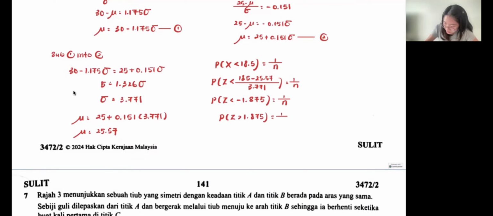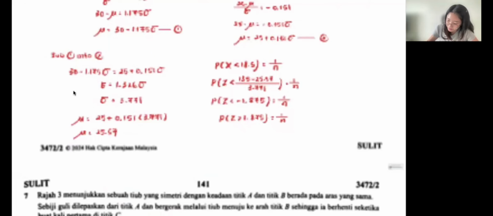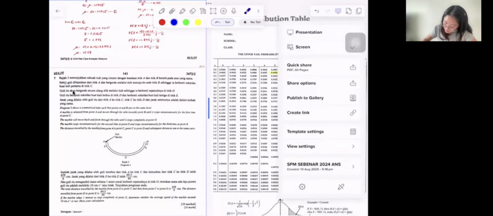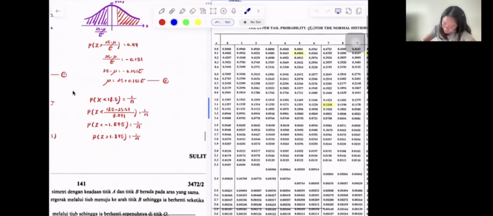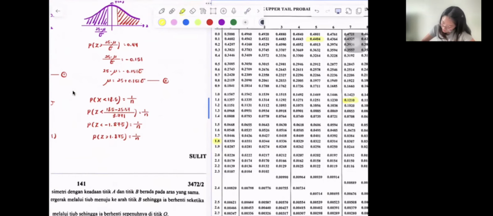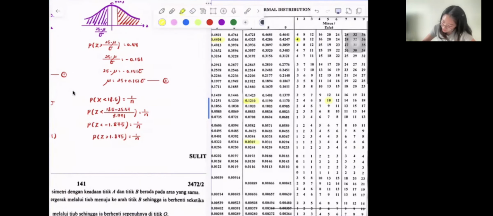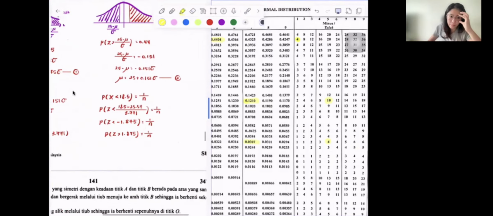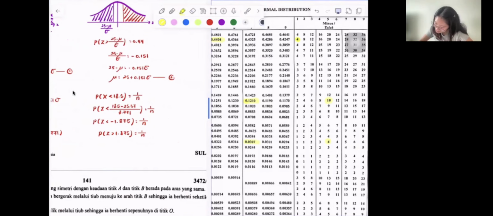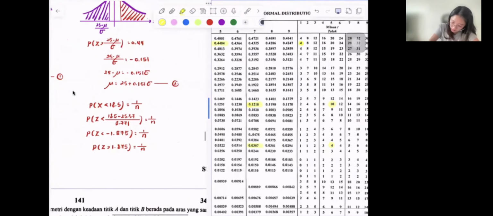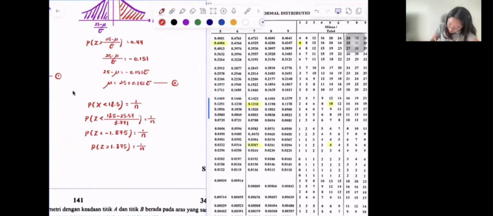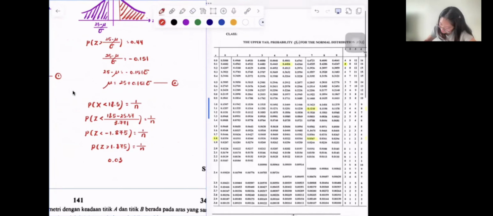Therefore, over here, you will have to read your table again. This is 1.875. 1.87, same row, 7 is here. 5, you have to minus 4. So 0.0302. So 0.03. Okay, hold on.